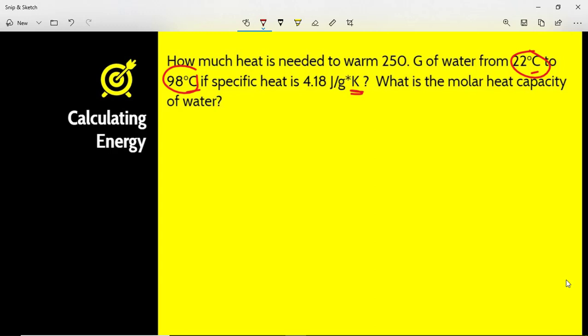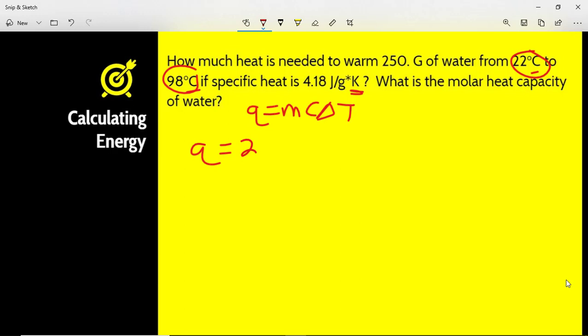So as a result, you do not need to convert those values to Kelvin. So if we just use the formula we just previously talked about, Q equals mc delta T, we could plug in numbers and solve. So the question is asking for Q.